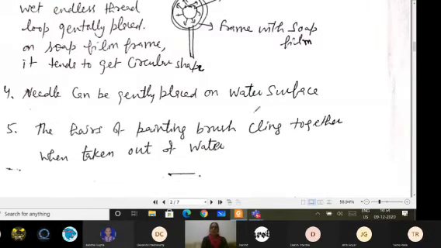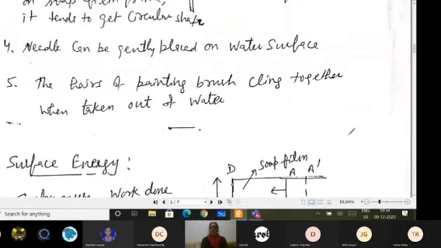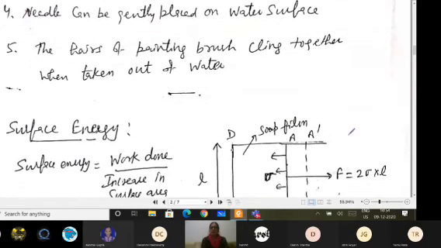And on the water surface, gently, you can always put it. And when you are doing the painting, you are just dipping the painting brush into the water, then you take it out, or you dip it into the paint and then you take it out. It makes the hairs of the painting brush cling together because, again, of getting the minimum surface area, or because of the property of surface tension. So this way, from your day-to-day life, you can observe at various places where this phenomenon of surface tension can be observed.